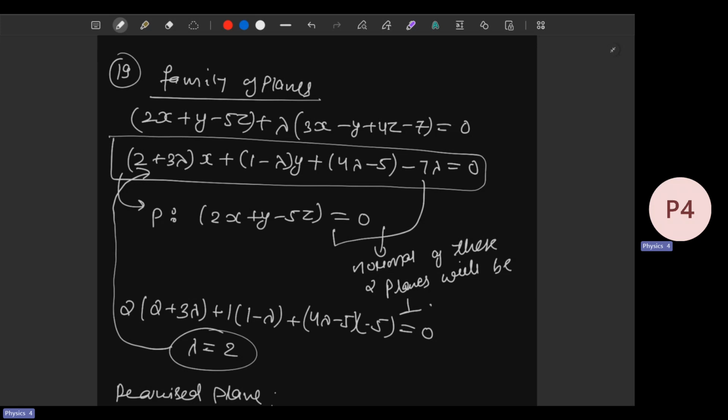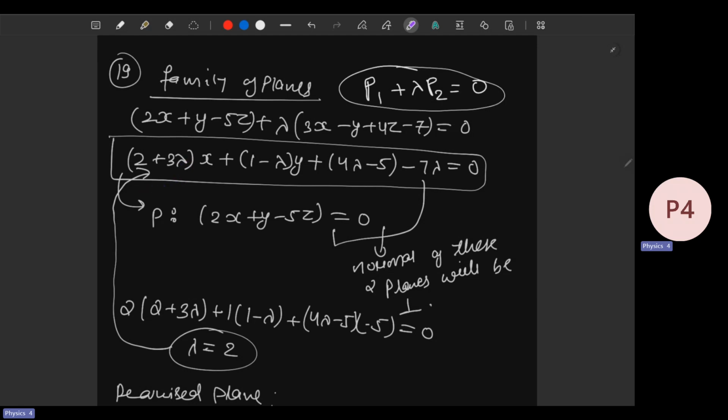is rotated about its line of intersection with the plane, this, by an angle of pi by 2. Okay, so this is again the concept of family of plane. So first we will write the equation of the family of planes, that is the plane which is passing through the line of intersection. So we can write P1 plus lambda P2 equal to 0.